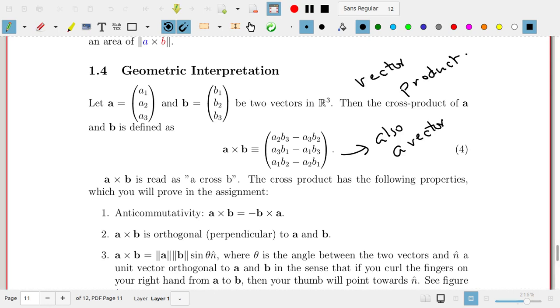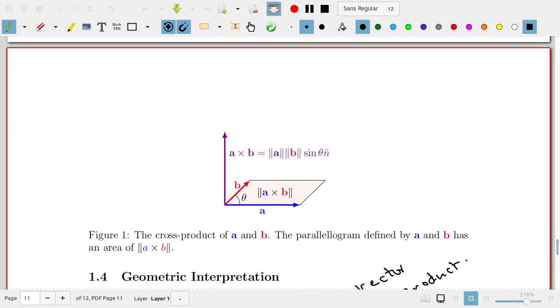Okay, so the cross product has the following properties. A cross V equals negative V cross A. It's called anti-commutativity. A cross V is orthogonal or perpendicular to both A and V. A cross V is equal to the modulus of A times the modulus of V times sine theta times n hat. Now what is theta and what is n hat? Let's pay attention to this diagram. Theta is the angle between A and V.